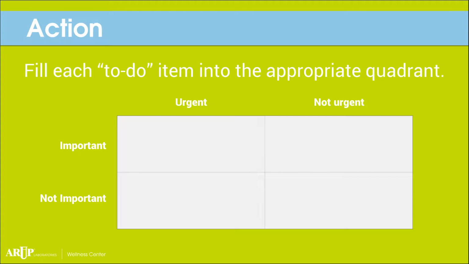Okay, now that you have your to-do list written, I want you to fill each item in the proper box. So if it's an urgent and important matter, put it in the top left quadrant. If it's not important but urgent, fill it in the lower left quadrant. Let's go through a few examples so you can get a good idea of what I'm talking about.